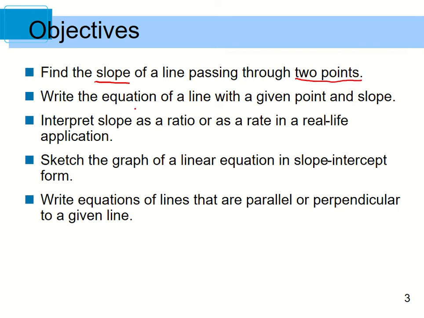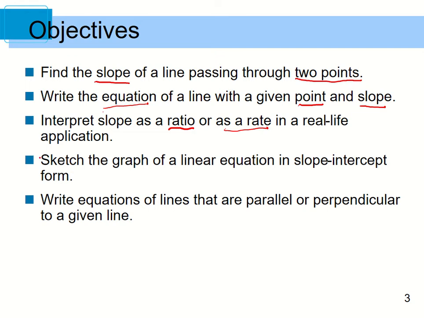Objective number 2 is to write the equation of a line with the given point and the slope. Objective number 3: if we have the slope, the slope actually gives us some information. The slope serves as a ratio or a rate in a real life application. So we are going to learn how to interpret the slope. When we have the value, what does the value tell us?